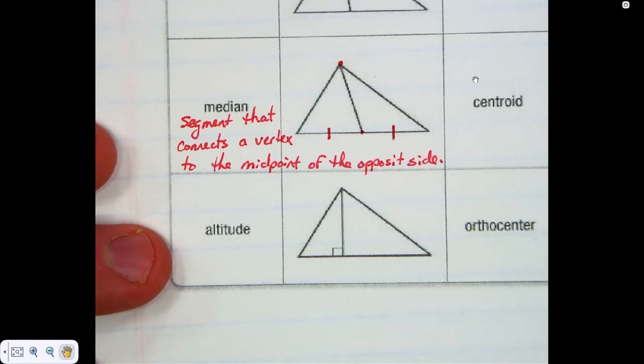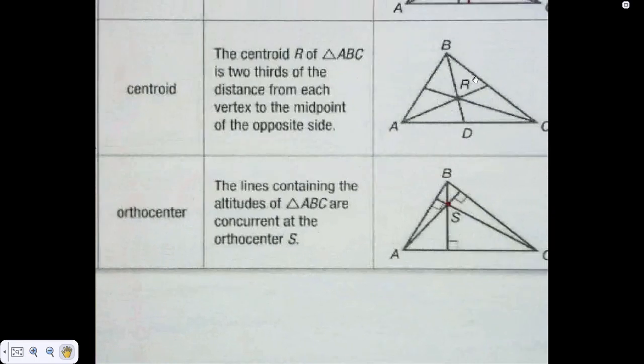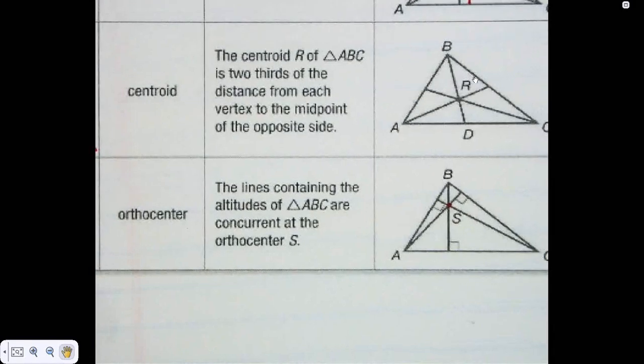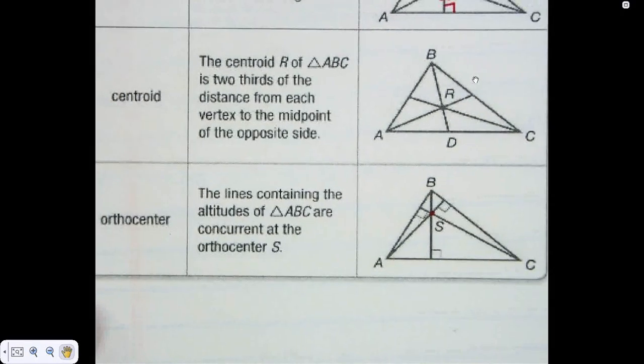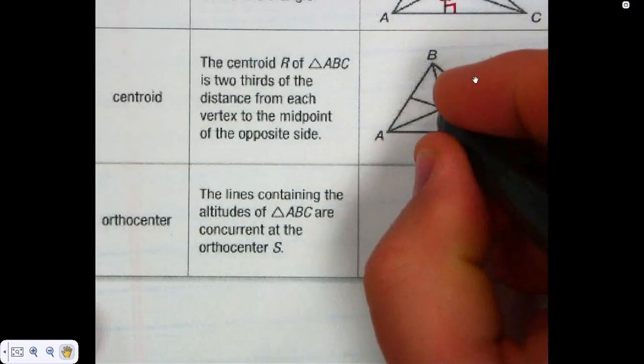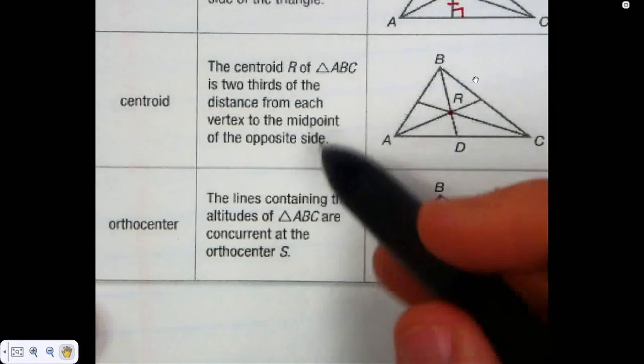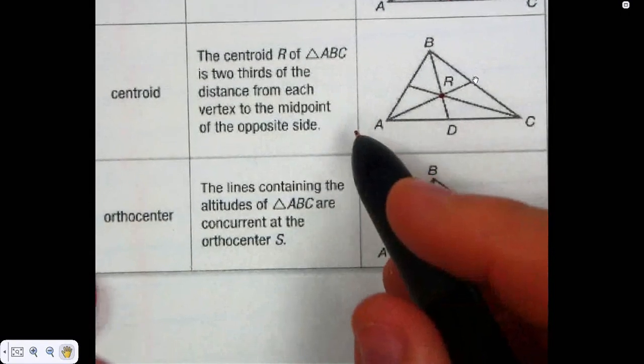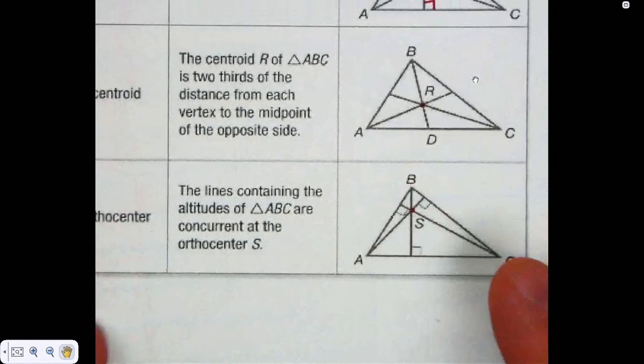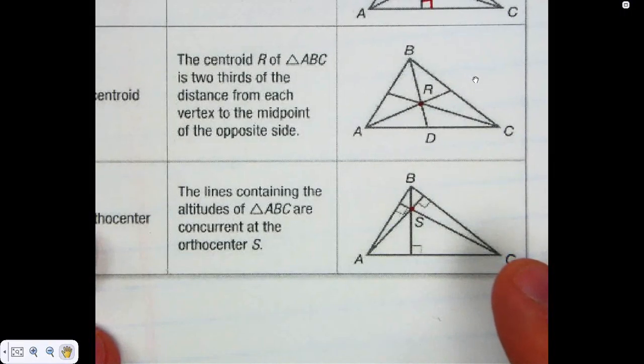Now, the point of concurrency is called the centroid. This one is very, very handy. It says this, and it will sound much more complicated than it actually is. The centroid R is 2/3 of the distance from the vertex to the midpoint of the opposite side.